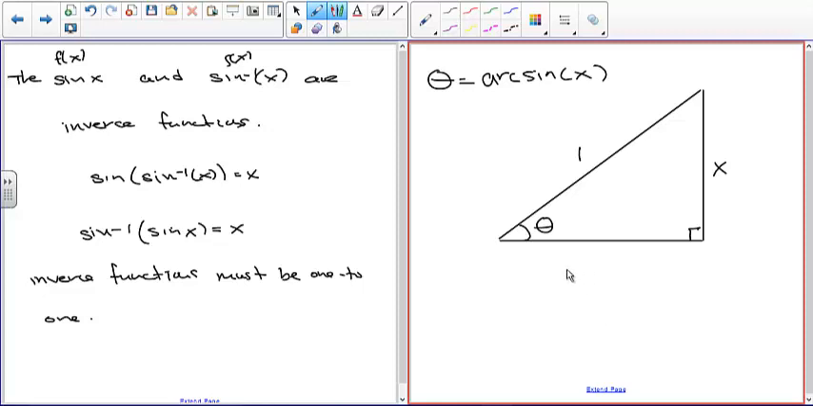And by the Pythagorean theorem, that means that the adjacent side is going to be the square root of 1 minus x squared, because a squared plus b squared equals c squared, and if this was the unknown, you could solve for it: 1 squared minus x squared is equal to this squared, and then you take the square root. So by defining the opposite side as x and the hypotenuse as 1, this has to be the square root of 1 minus x squared.